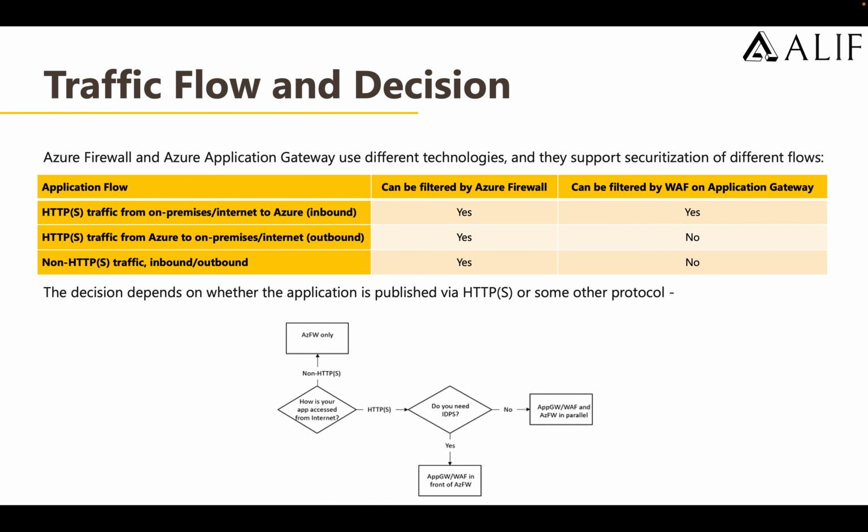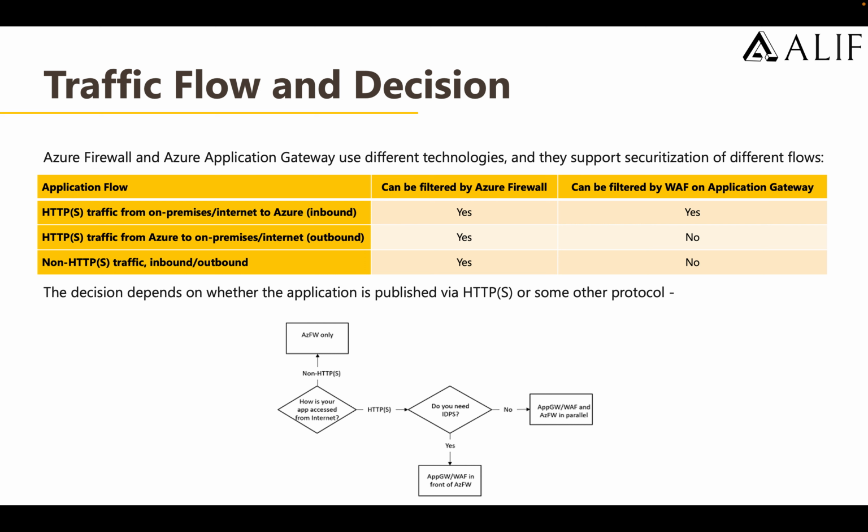Well, how is the traffic flow going to be? How do you need to decide? There are some questions you need to raise while designing a solution. How is your traffic going to travel from on-premises to the internet to Azure? Is it going through the firewall or through the Application Gateway? If the traffic coming for your applications needs to be filtered by both Azure Firewall and Application Gateway, that's something you can do.